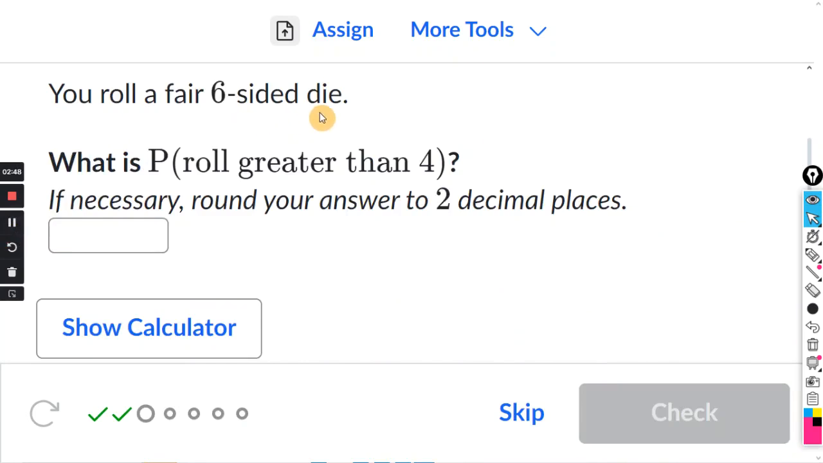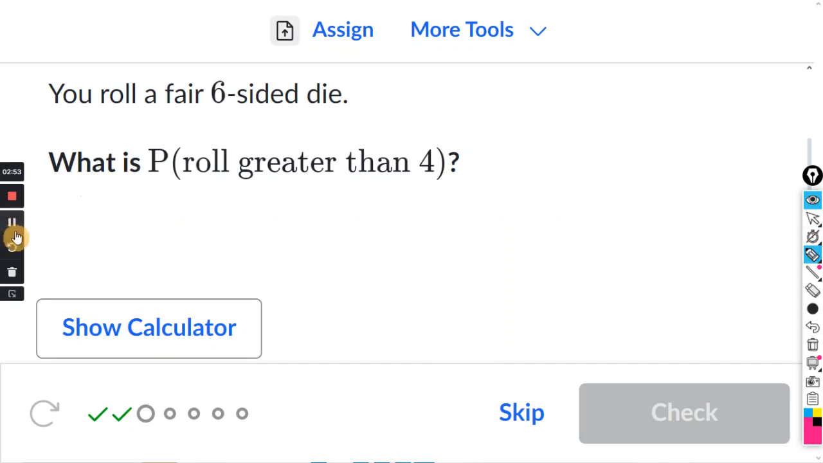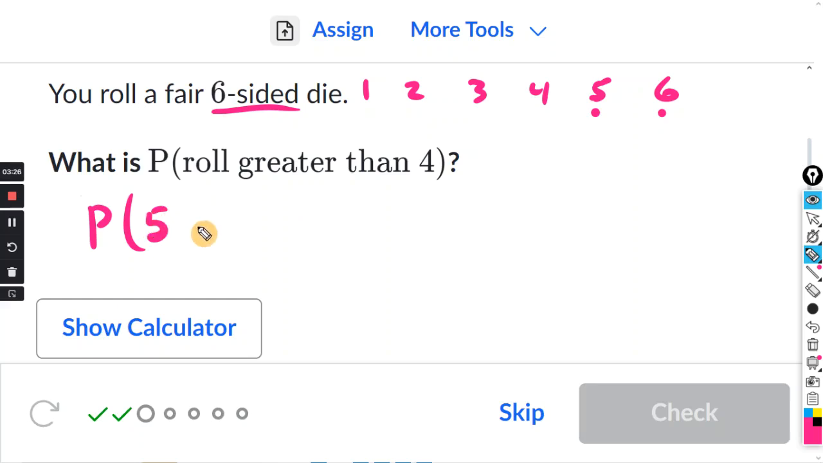You roll a fair 6-sided die. What is the probability that you roll greater than 4? All right, let's rewrite this. Greater than 4, and there's 6 sides. So what are the possible outcomes? 1, 2, 3, 4, 5, 6, because you're rolling a 6-sided die. That's 1 die. All right, probability that the roll is greater than 4. Well, which ones are greater than 4? The 5 and the 6. So it's going to be the probability of a 5 or a 6.